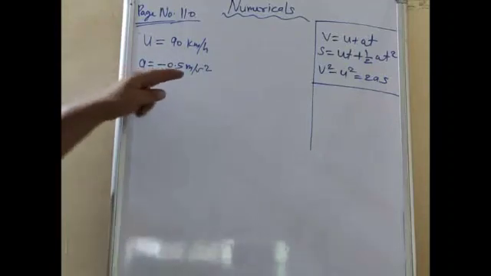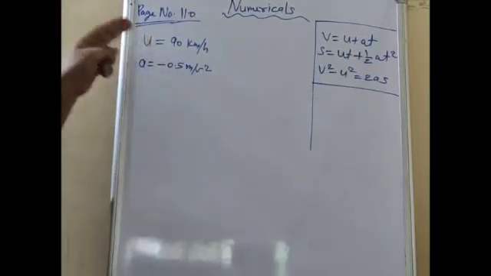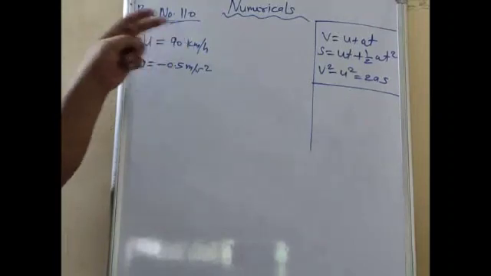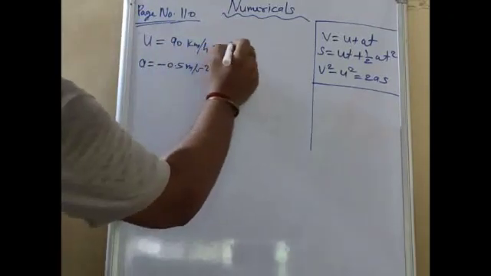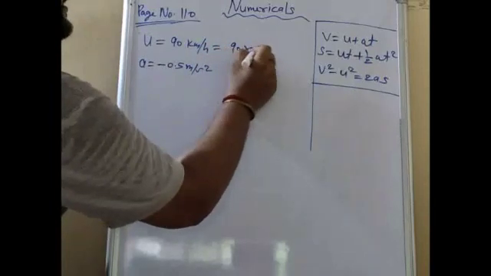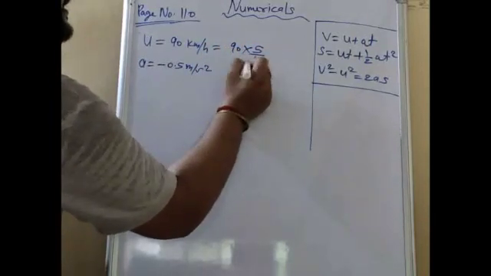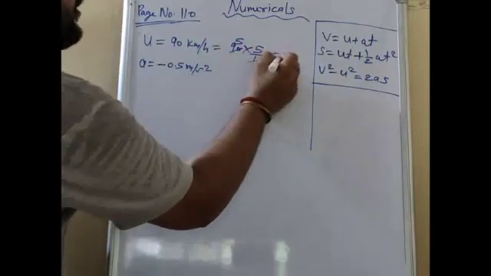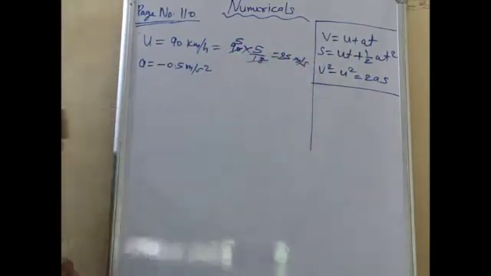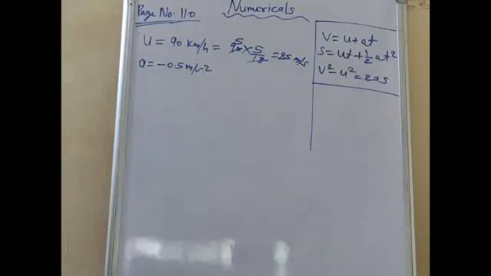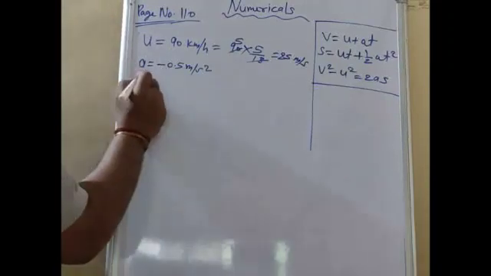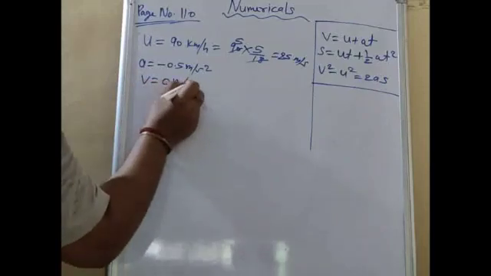Here you can see that acceleration is in meter per second square, but velocity is in kilometer per hour. So just convert it by multiplying by 5 by 18. So 90 into 5 by 18 is equal to 25 meter per second. Acceleration is minus 0.5. Find how far the train will go before it is brought to rest, means until it stops. So if the train stops finally, it means that V is equal to 0 meter per second.